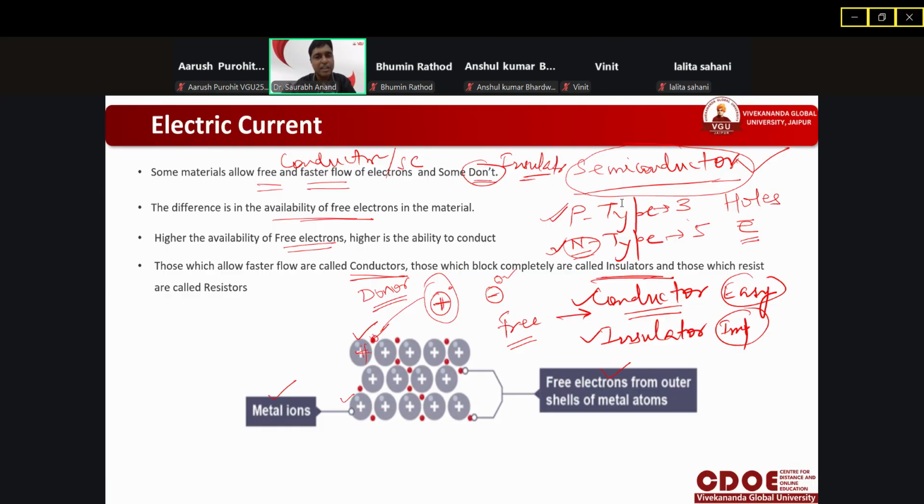So in a semiconductor, conduction is not very easy, but conduction is possible. You have to give some force to do it.